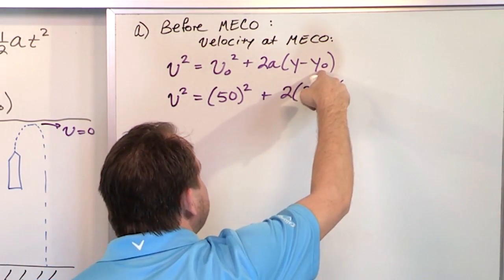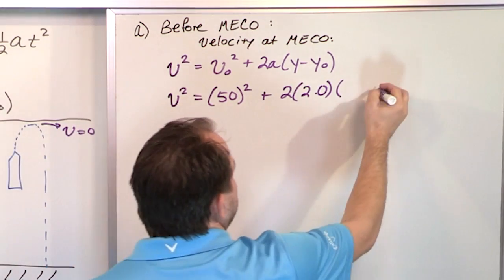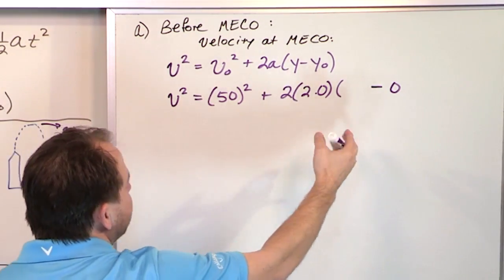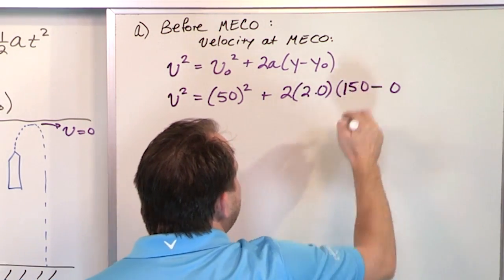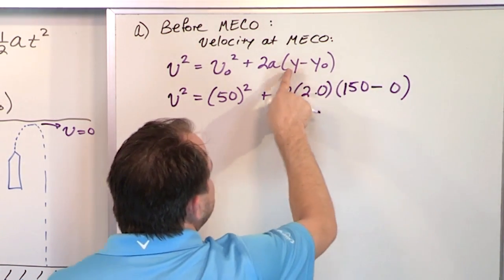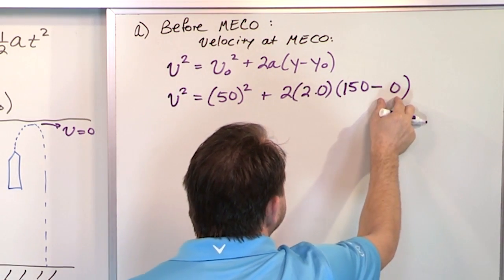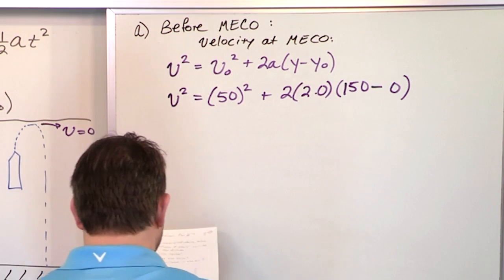Well, y naught is going to be the initial position of the rocket, which will be 0. And the final position of the rocket at the conclusion of the motion is 150 meters positive in the air. So it's final position minus initial position. This is 150 above 0 minus 0. And we have everything on the right-hand side as a number.